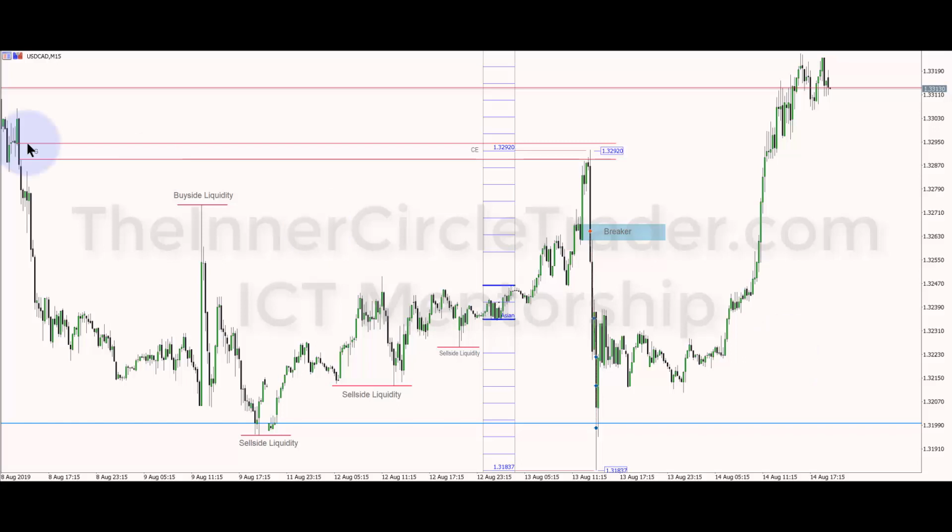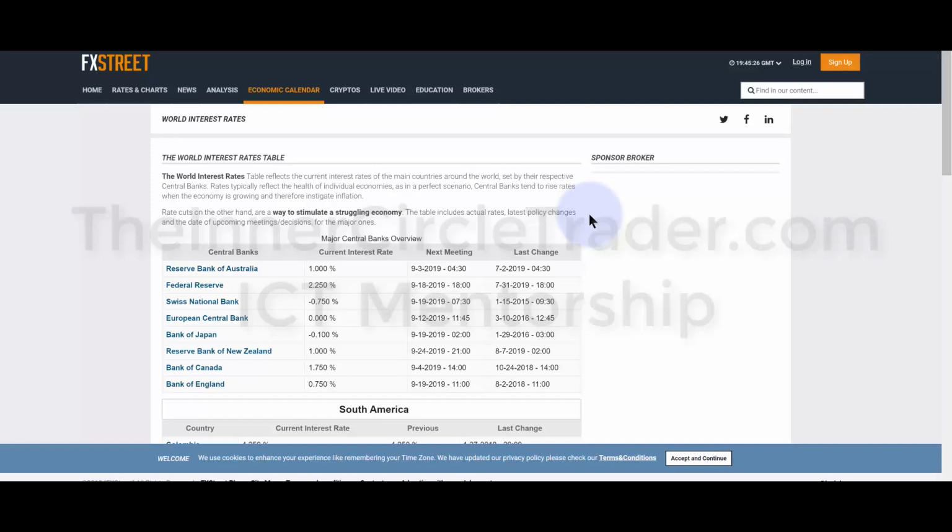So we have a fair value gap here on the dollar CAD. Now think about what I said relative to the interest rate market. What was the interest rate differential between the two currencies here? Okay, we have Bank of Canada, 1 3/4. Federal Reserve, the U.S. market is 2 1/4. Where are the market participants more likely to put their money, where are they going to get the better yield? They're going to buy dollars and sell loonies.